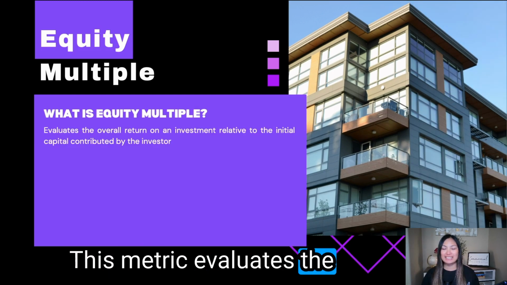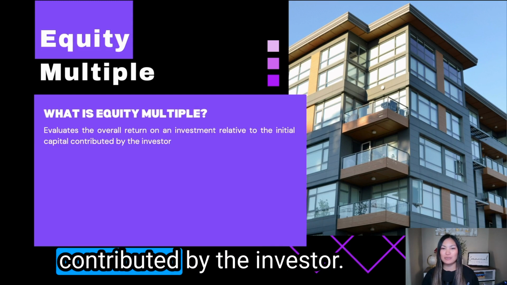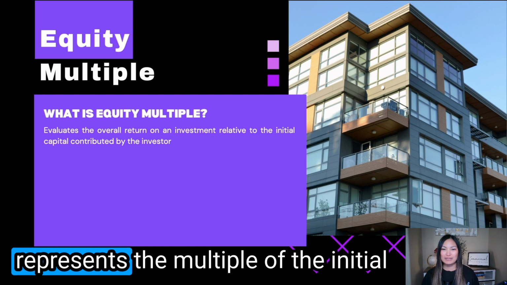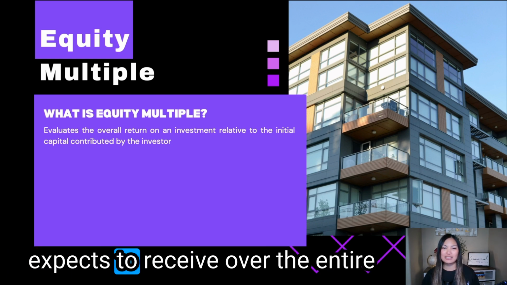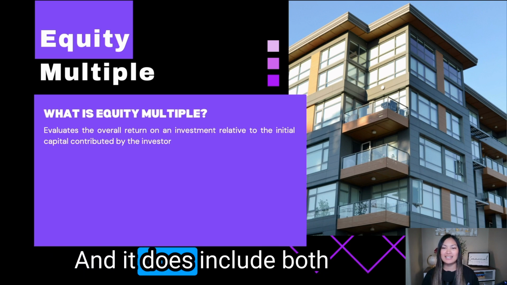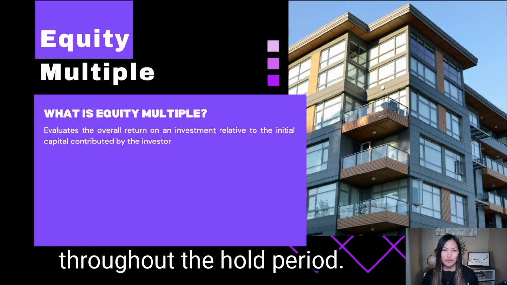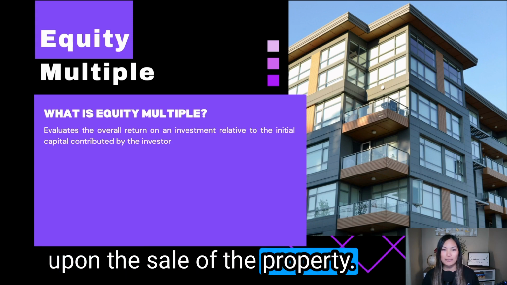Next, let's discuss the equity multiple, also known as the equity multiplier. This metric evaluates the overall return on an investment relative to the initial capital contributed by the investor. It represents the multiple of the initial equity investment that an investor expects to receive over the entire holding period of the investment. And it does include both the passive cash flow throughout the hold period, as well as the profits made upon the sale of the property.